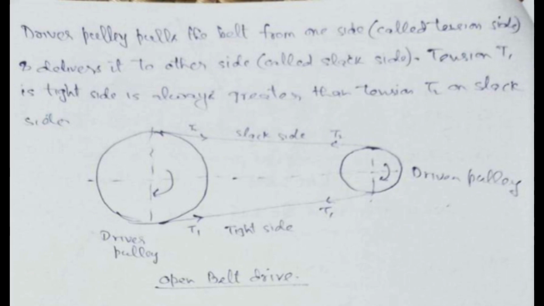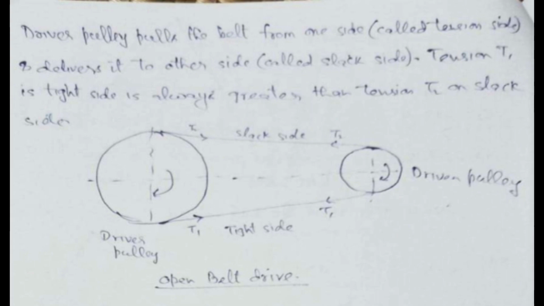Now, in the lower side, since the belt tightens, hence this side is known as tight side and upper side is known as slack side. So these are two sides, tight side and slack side. The tension in tight side is always greater than that in slack side, and this maximum tension is represented by T1. The tension of slack side is represented as T2.